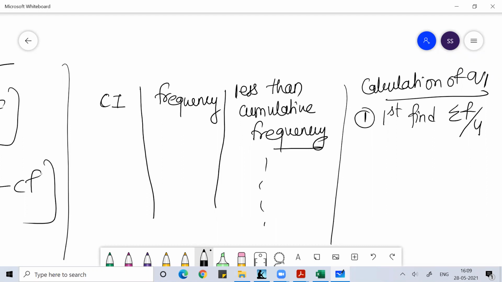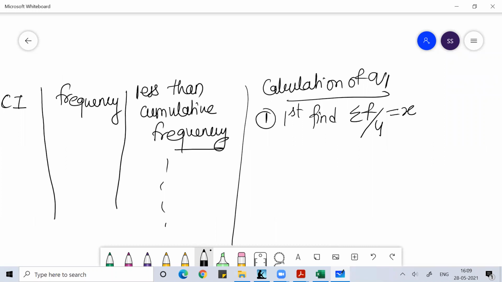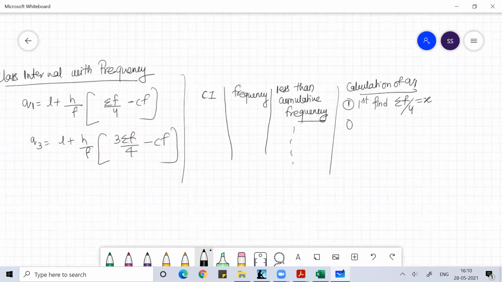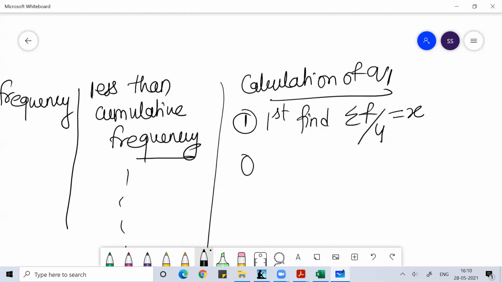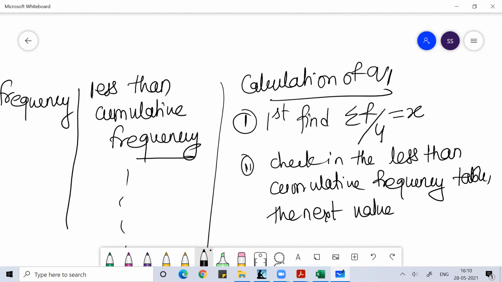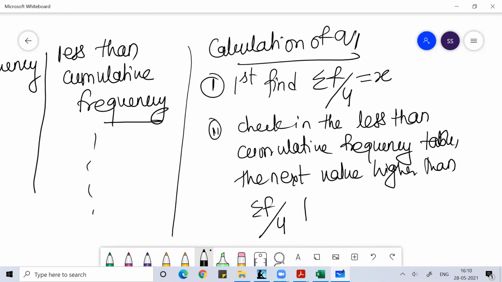First, I have to find this value. Whatever this value is, suppose x. Once I find sum of f by 4, I'll check in the less than cumulative frequency table, and look for the next value higher than sum of f by 4 for quartile 1.